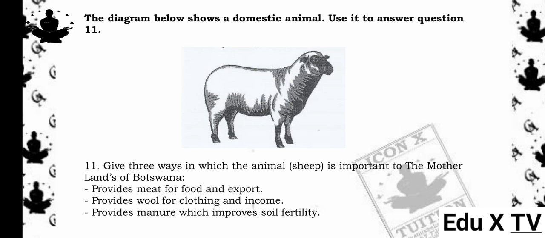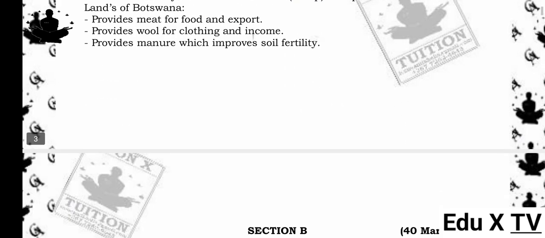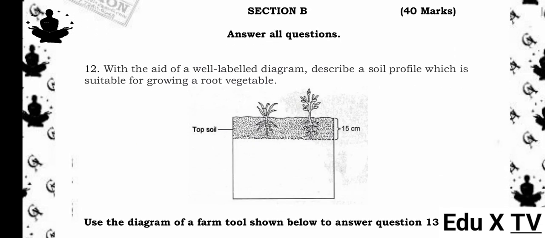The diagram below shows a domestic animal. Use it to answer question 11. 11. Give 3 ways in which the animal, sheep, is important to the motherlands of Botswana. Provides meat for food and export. Provides wool for clothing and income. Provides manure which improves soil fertility. Section B, 40 marks. Answer all questions.